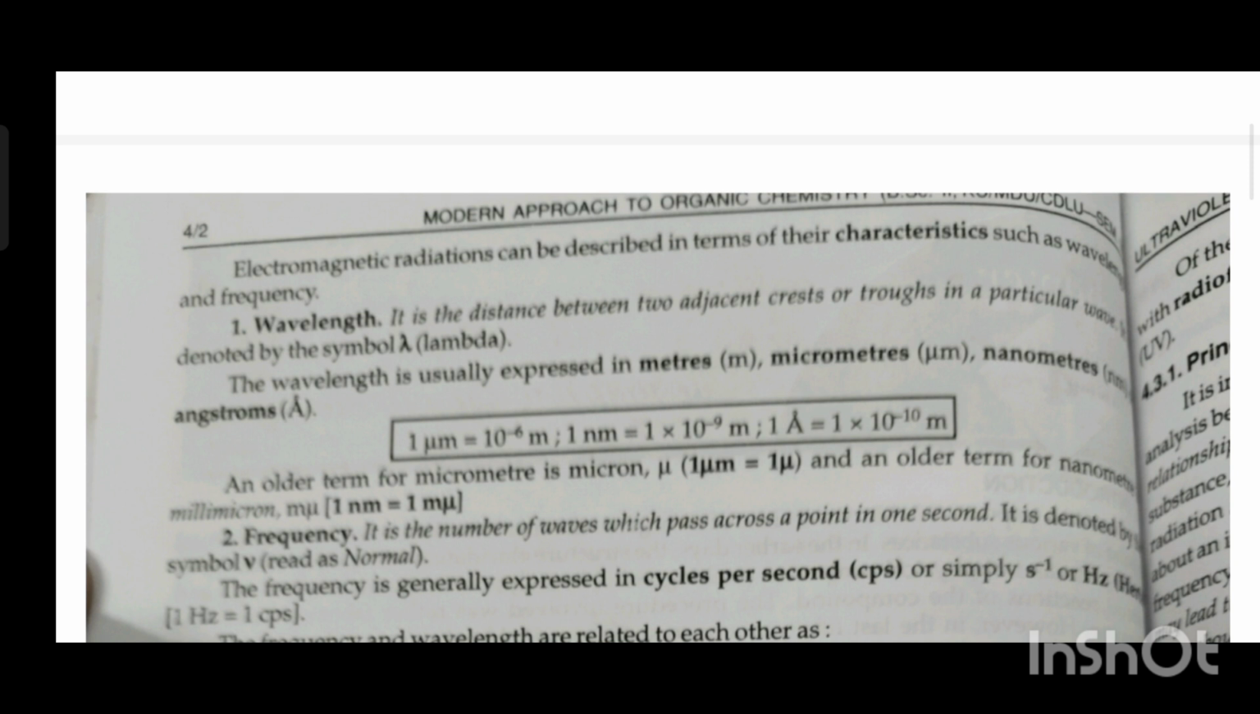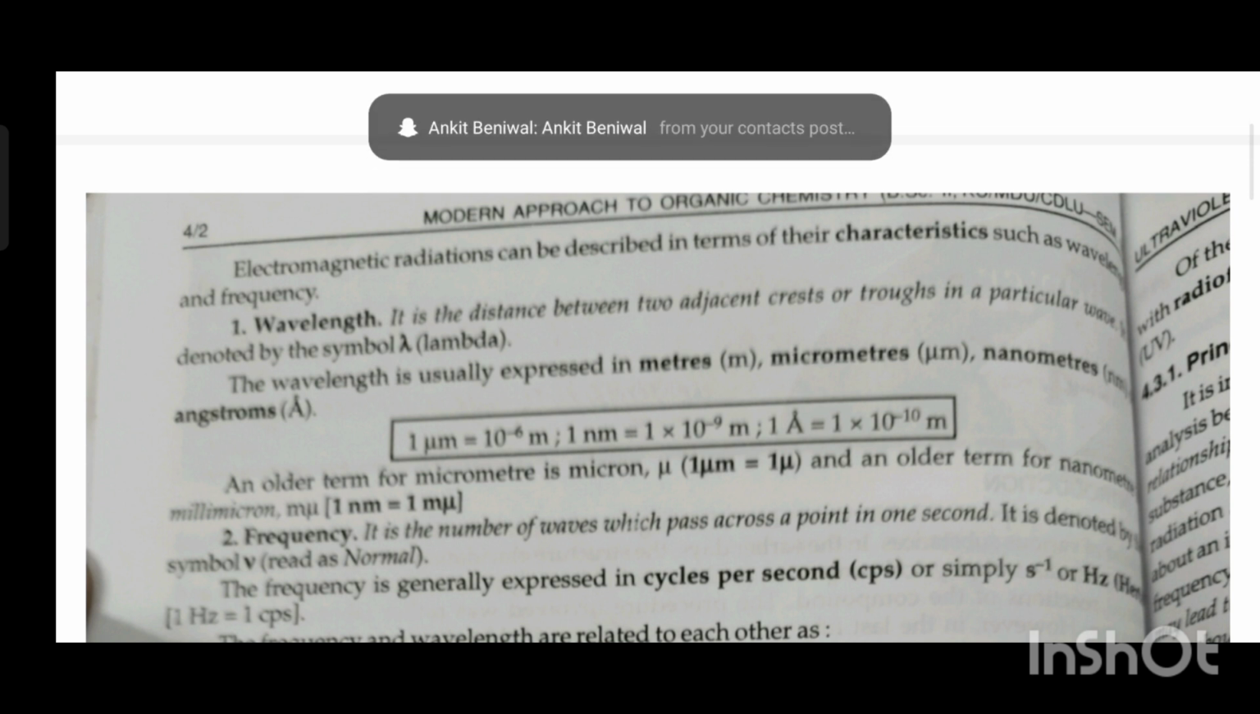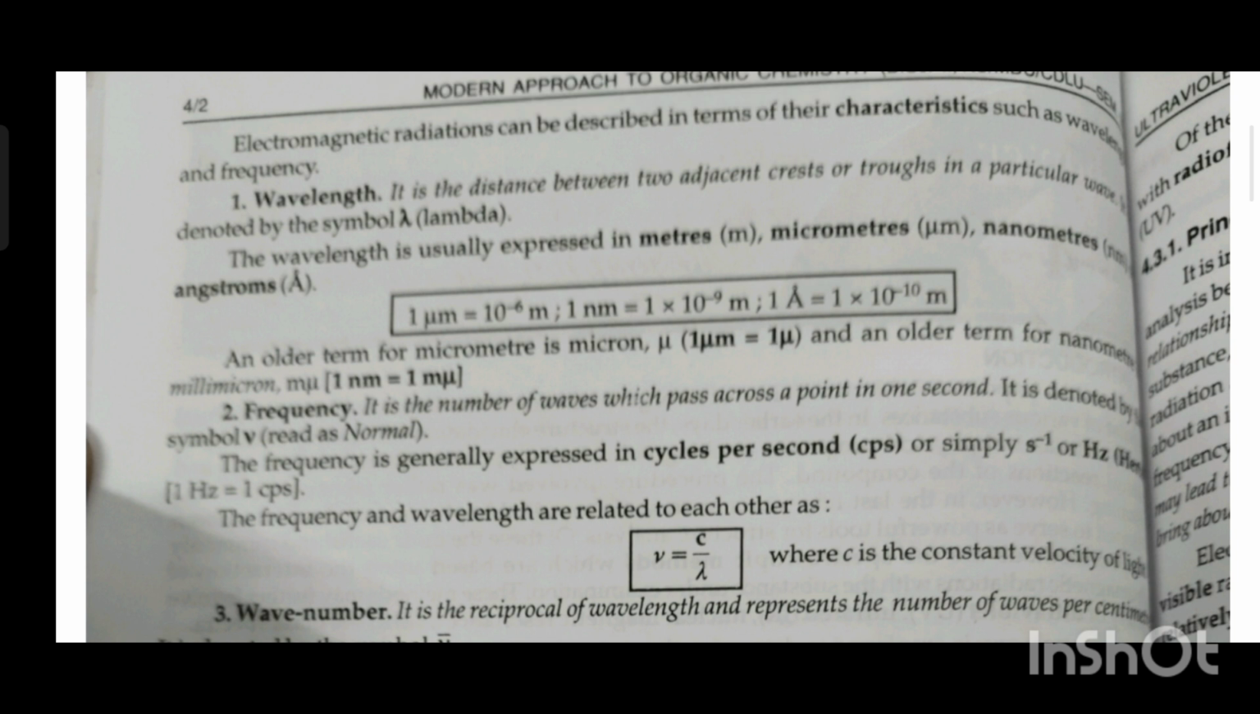Second, frequency. It is the number of waves which pass across a point in 1 second. It is denoted by the symbol nu, read as 'nu'. The frequency is generally expressed in cycles per second (CPS), or simply second inverse, or hertz. 1 hertz is equal to 1 CPS, cycle per second. The frequency and wavelength are related to each other as nu is equal to c by lambda, where c is the constant velocity of light.